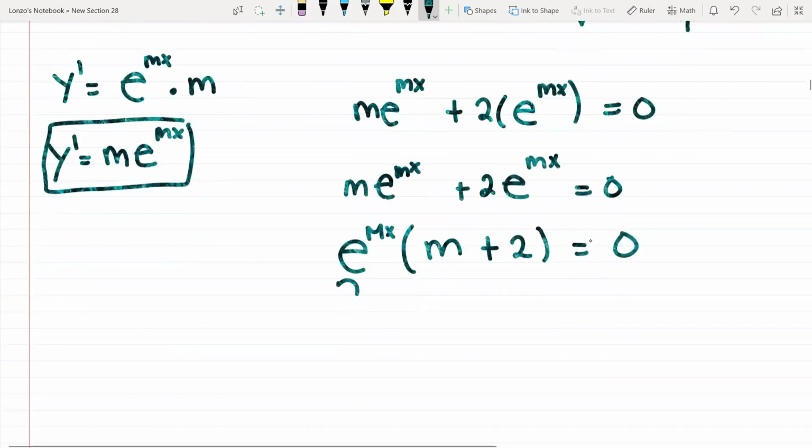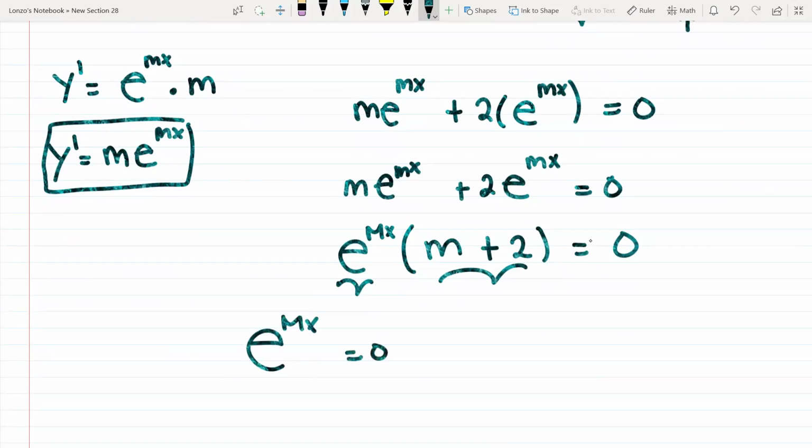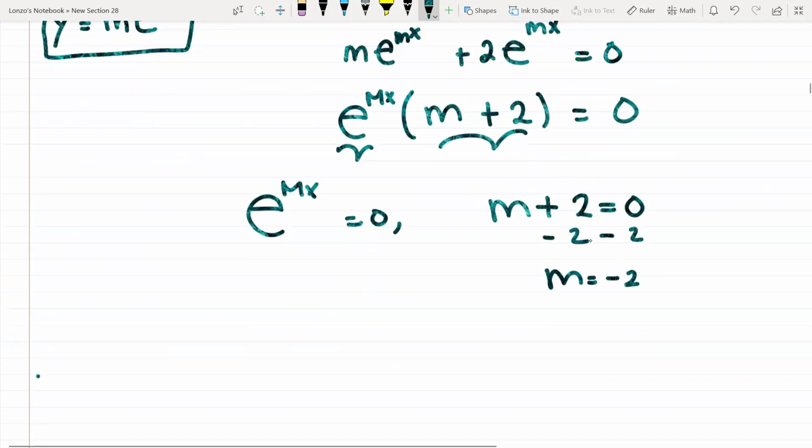Then if you set each factor to 0, so e to the mx equals 0, and the other equation is m plus 2 equals 0. If we solve for m, this would give us m equals -2. Now over here, how would you solve for m? You would have to get rid of the e. And how would you get rid of the e? By taking the ln of both sides, right?